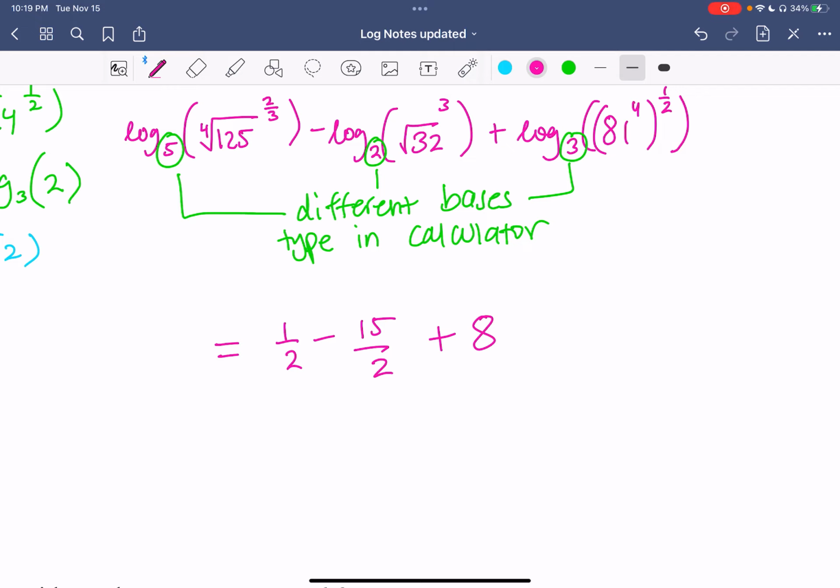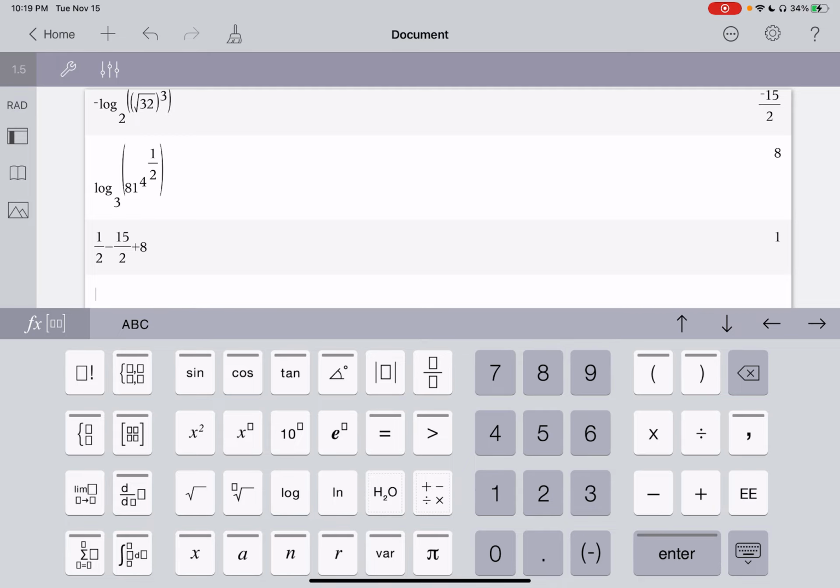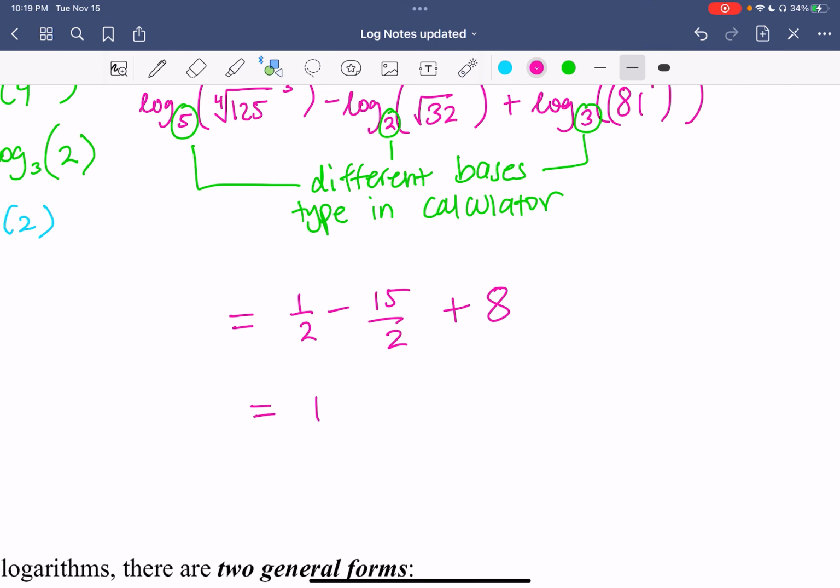So now all we're going to do is put all this back in the calculator. So 1/2 minus 15 over 2 plus 8 is equal to positive 1. So the final answer is just 1.